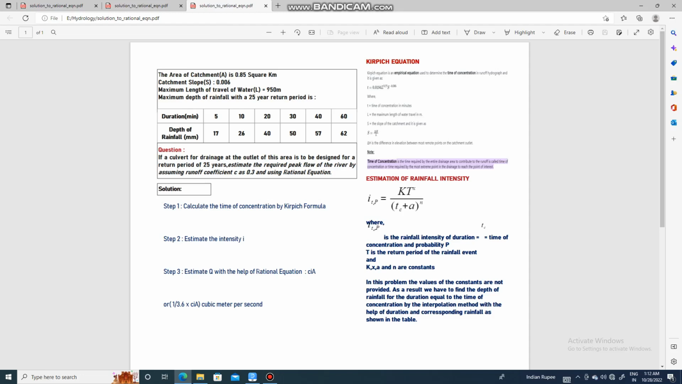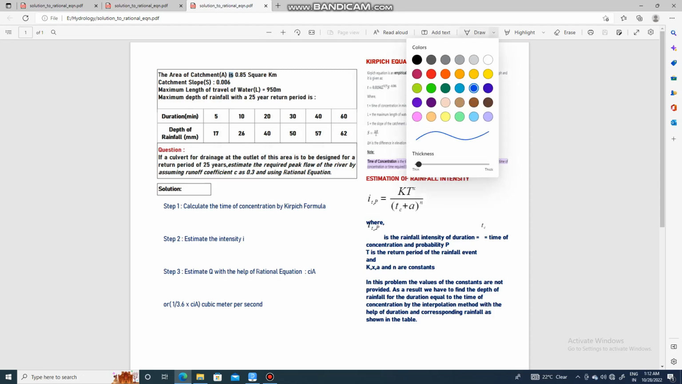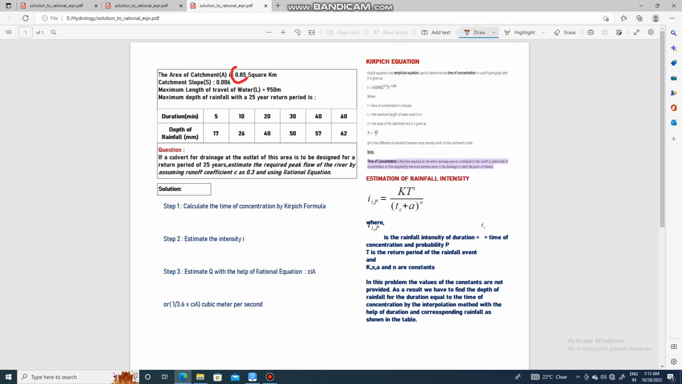Okay, so the question says that we want to design a culvert for a drainage at the outlet of the catchment area, which has an area of 0.85 square kilometers.